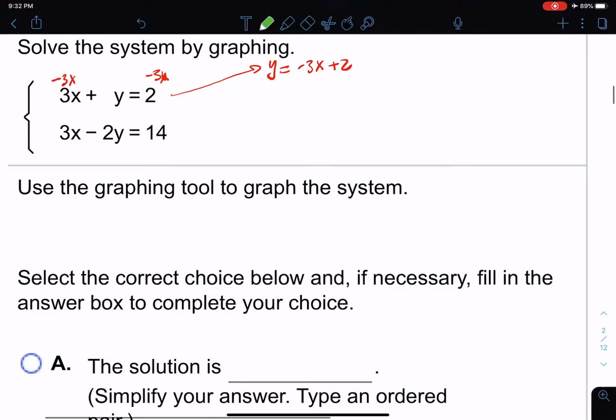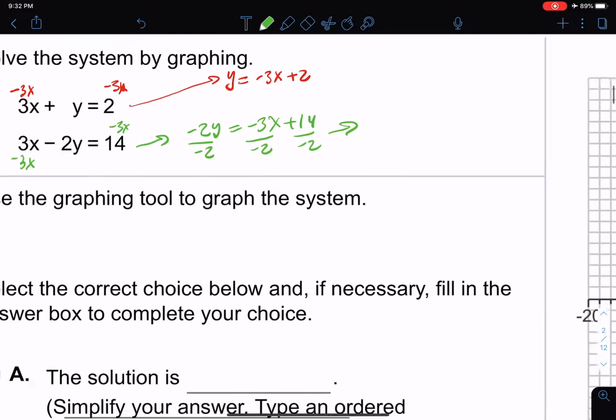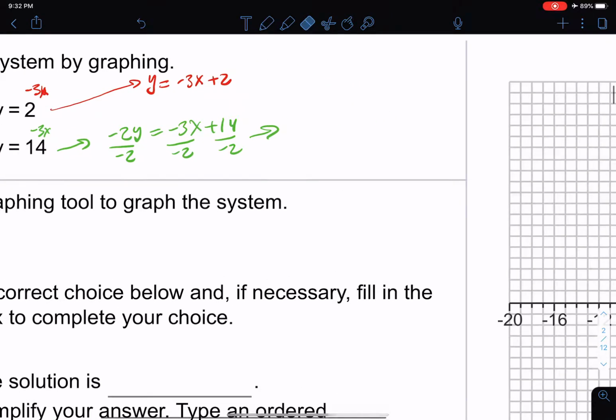So what I'm going to do is subtract 3x off of both sides, which is going to give me negative 2y equals negative 3x plus 14. Divide both sides by negative 2, and we end up getting y equals, negative divided by negative, 3/2 x minus 7. I don't know if you can hear the dog barking.